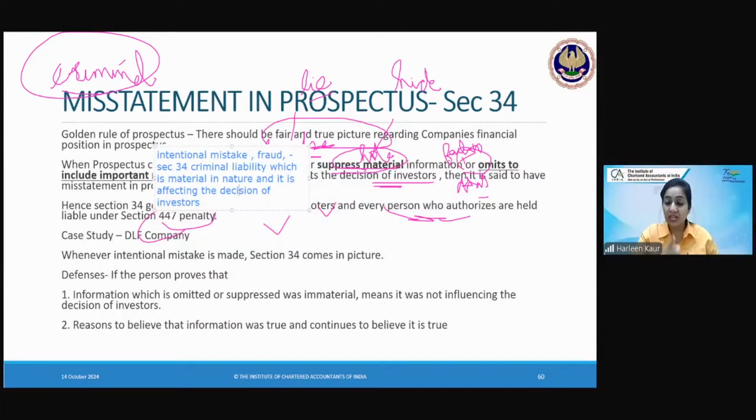What will happen? Section 34 became applicable in the case of this company, and all the directors and the CEO of the company were disqualified for 3 years. They reissued the prospectus and corrected all the mistakes. Investors went to the court and said, see, there is a material misstatement in the prospectus. It was held that this is a misstatement, and they had to correct it. This is basically to make you understand the meaning of omitting facts or suppressing material information. These kinds of mistakes make the prospectus misleading.